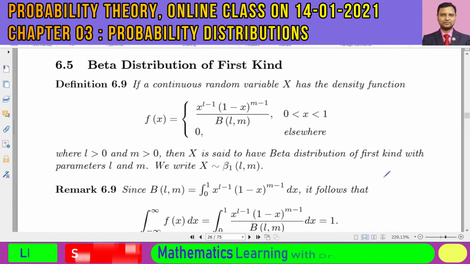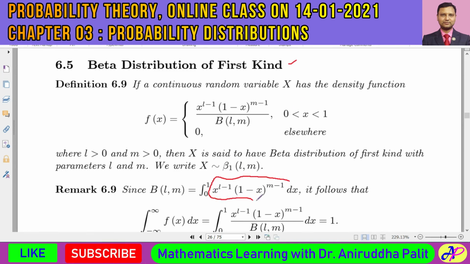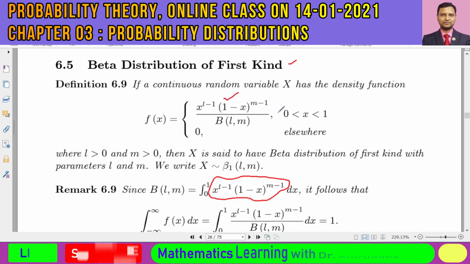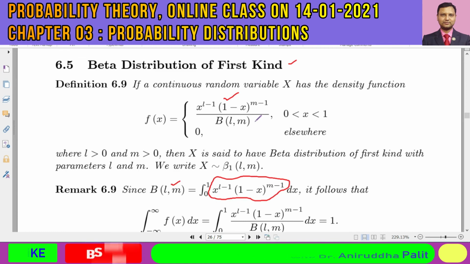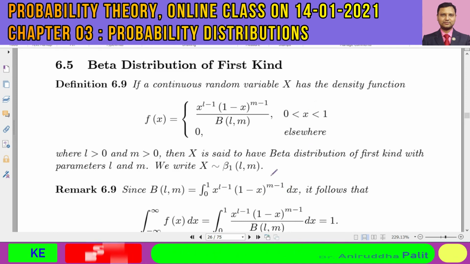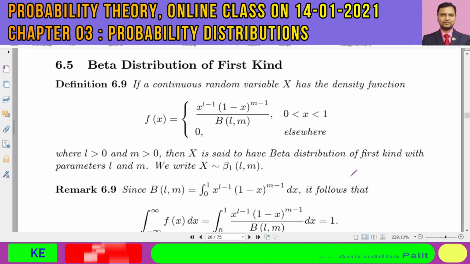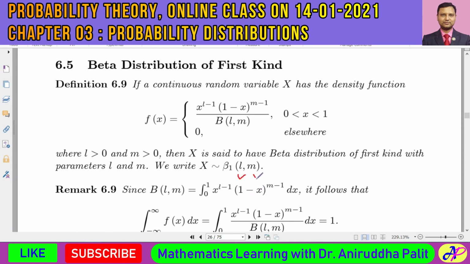The next distribution is the beta distribution of the first kind. We have the representation of the beta function, the integral from 0 to 1 of x to the power of l minus 1 into 1 minus x to the power of m minus 1. This expression is considered as the numerator, divided by the beta function beta(l, m). Because the integration is performed between 0 and 1, the spectrum is taken as 0 to 1. L and M are two positive numbers, because this beta function is convergent only when L and M are greater than 0. This is called the beta distribution of the first kind with parameters L and M.